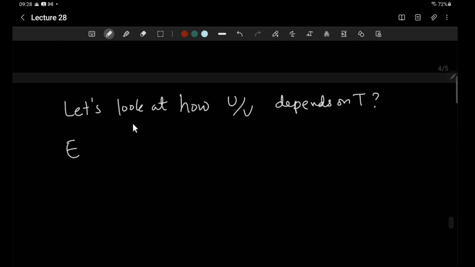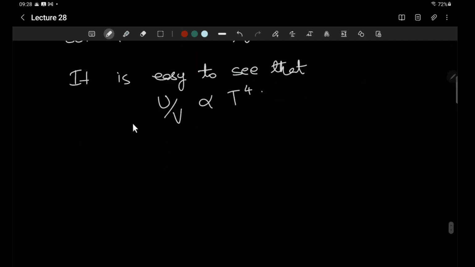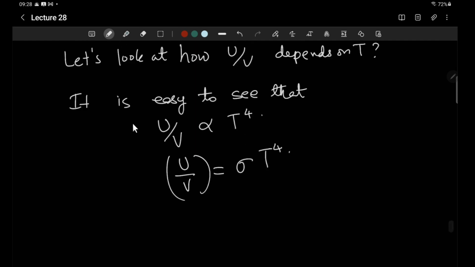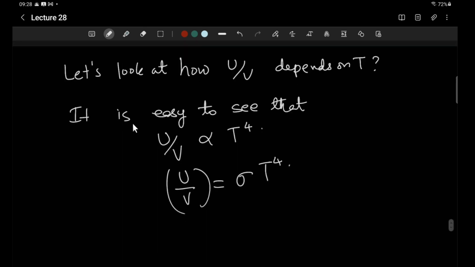I'll give it as an exercise. Let's write this first. It is easy to see that U by V, the energy density, is proportional to T to the power 4, or we can write this as U by V equal to sigma T to the power 4. The T cubed became T to the power 4 because here we had only xi squared, there you'll get xi cubed. That's the only change. There are factors of h bar, etc., that you can work out.